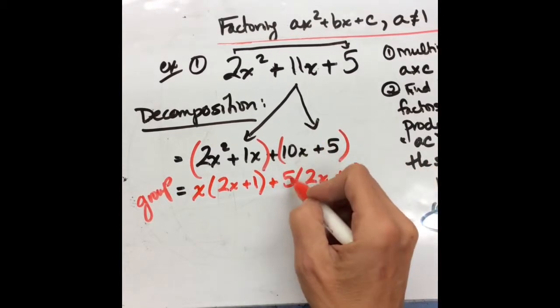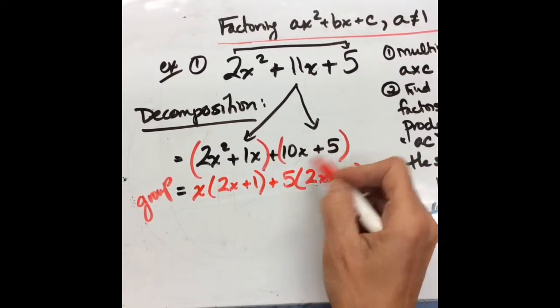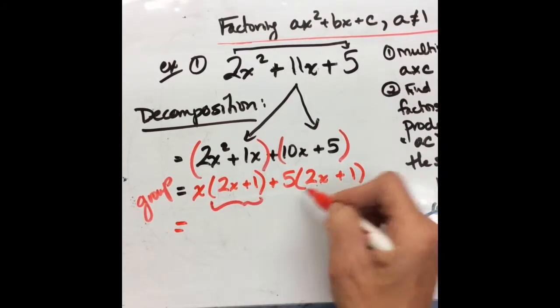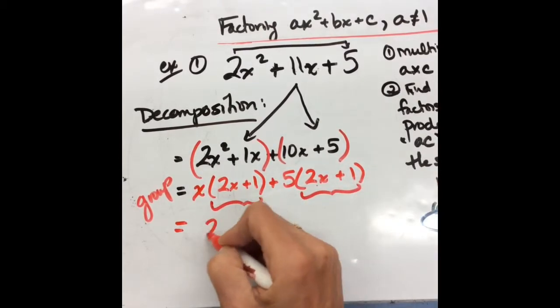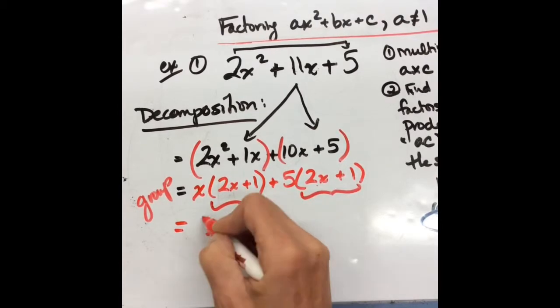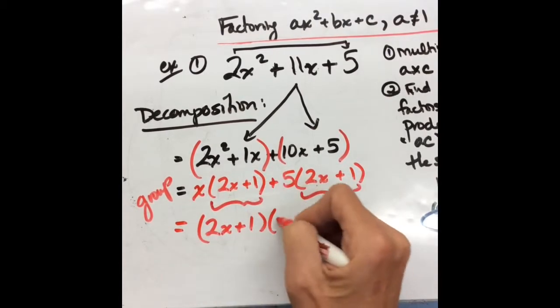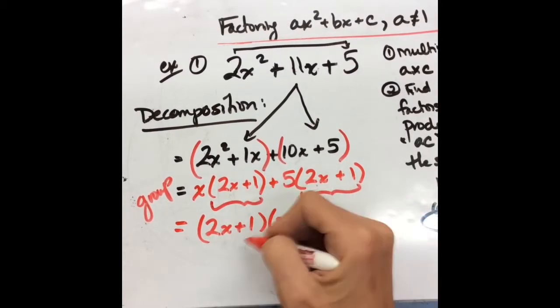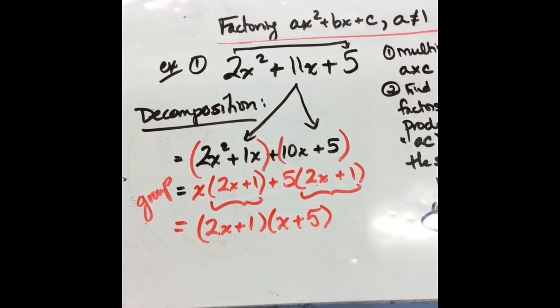Because I'm dividing 10x by 5, I get 2x. 5 by 5, I get 1. And in the end, I can see that these two are the same, and therefore I can put 2x plus 1 in one bracket, and then what's left over? x plus 5. And I can check this by FOILing it out, and I will get this answer.